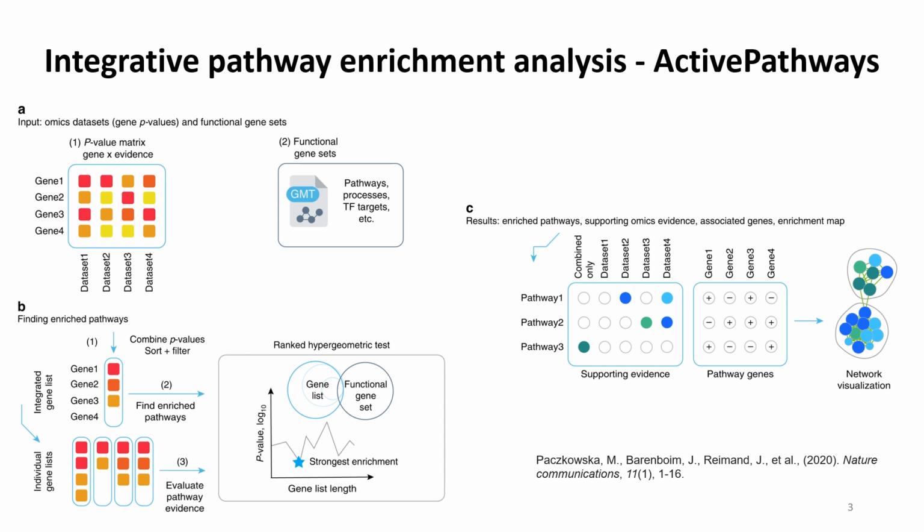a GMT file of functional gene sets, such as gene ontology biological process terms. A p-value merging method, such as Brown's, is then utilized to fuse the various datasets into a single merged gene list. Afterwards, a ranked hypergeometric test is performed between the functional gene sets from the GMT file and the merged gene list that was acquired from Brown's method to identify enriched pathways. Lastly, the contribution of each individual input dataset is evaluated to see whether the pathways we obtained from this merged gene list could have been identified from each individual dataset alone.